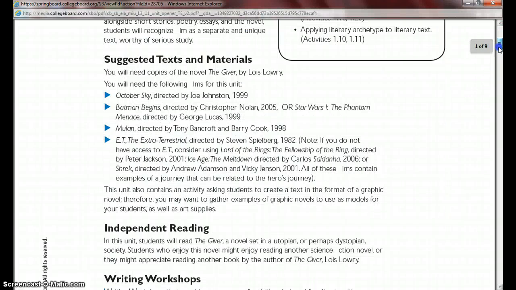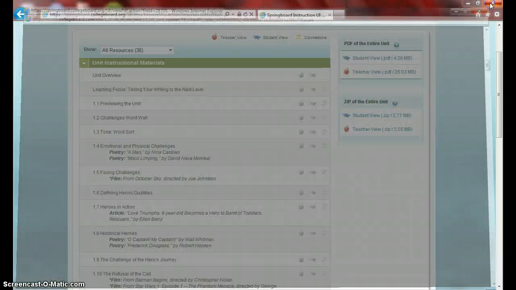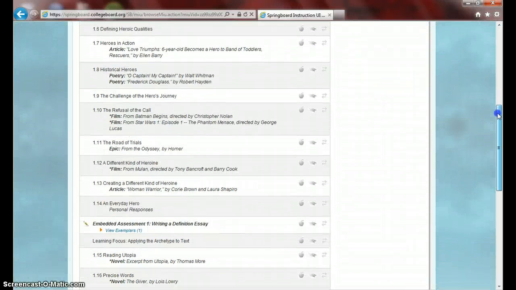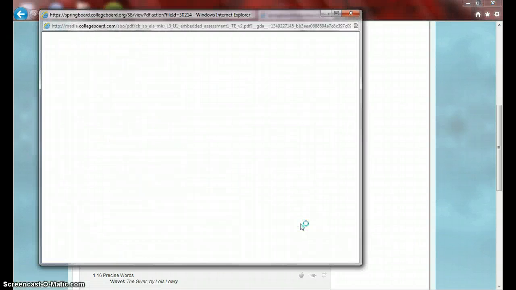You'll see in here a lot of what we'll look at in the curriculum maps, but this is also here for you to get started. After you know what you're looking at, so in level 3 we're looking at the hero's journey, and we're also going to focus on the challenges. I would come down here to your embedded assessment number 1, which is writing a definition essay. So click on the teacher view.